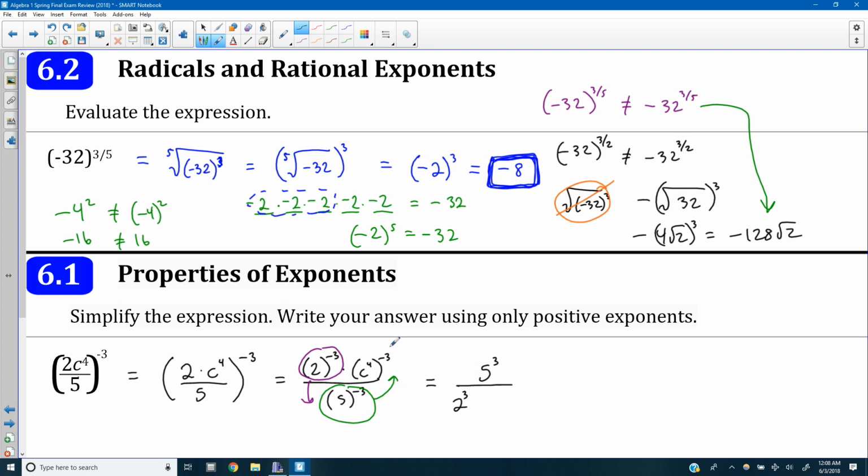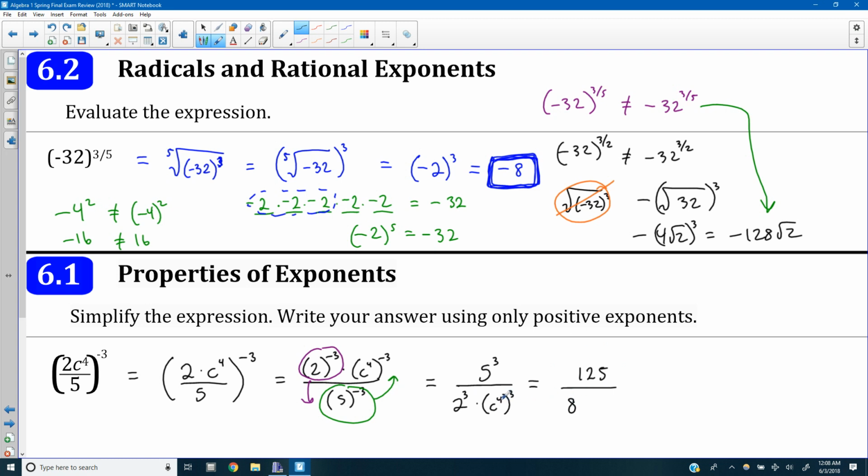C to the 4th to the negative 3rd power will now become c to the 4th to the positive 3rd power in the denominator. It's going to look like that. So, time to start evaluating here. 5 cubed is 5 times 5 times 5. That is 125. 2 cubed, as we just talked about before, is 8.